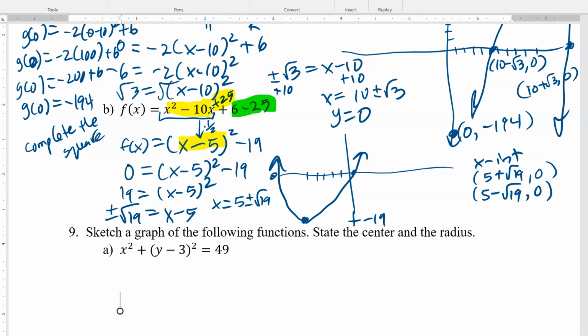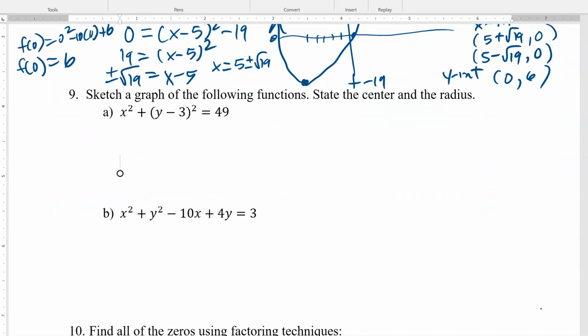Where is the y-intercept? Well, that's where we do f of 0. I can actually just do that with the original equation. So what's 0 squared minus 10 times 0 plus 6? If you didn't see that, you could plug it into this other function, but ultimately our y-intercept is where x is 0 and y is 6.